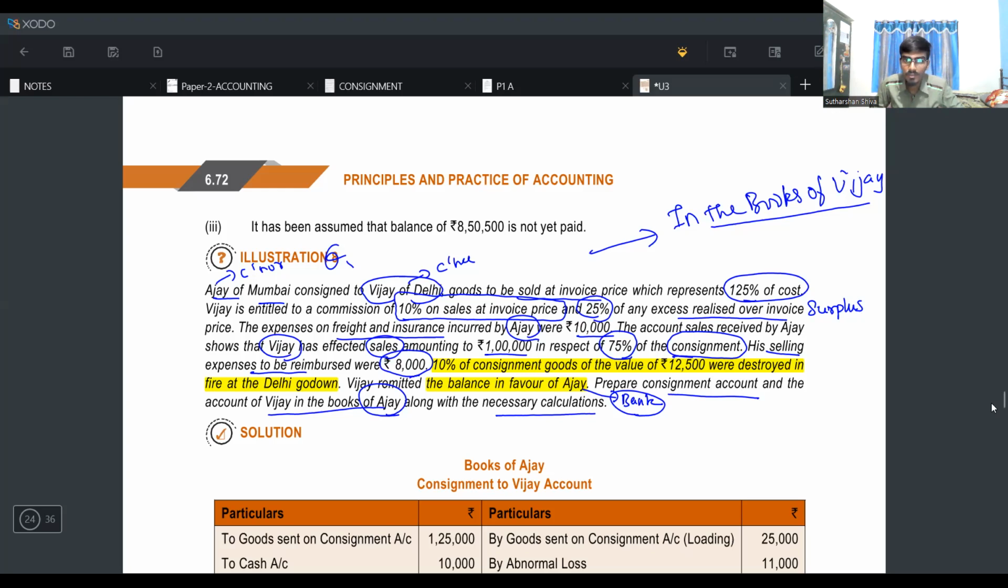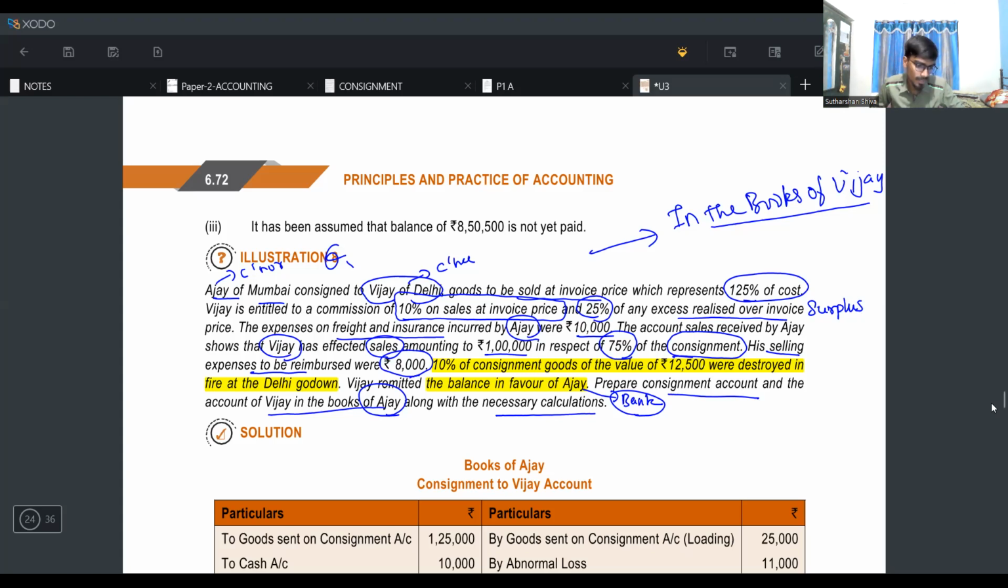Selling price is 1 lakh. 93,750 worth of goods has been sold for 1 lakh. The remaining 6,250 is your surplus. Okay, based on this, we can easily find out the commission.